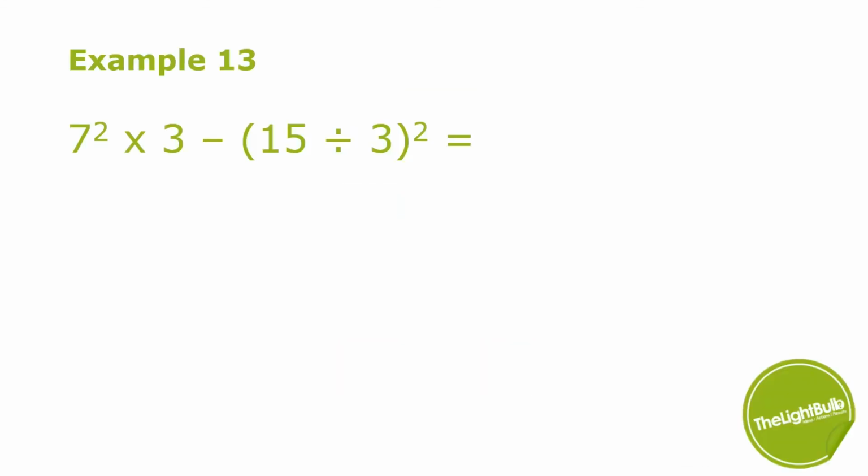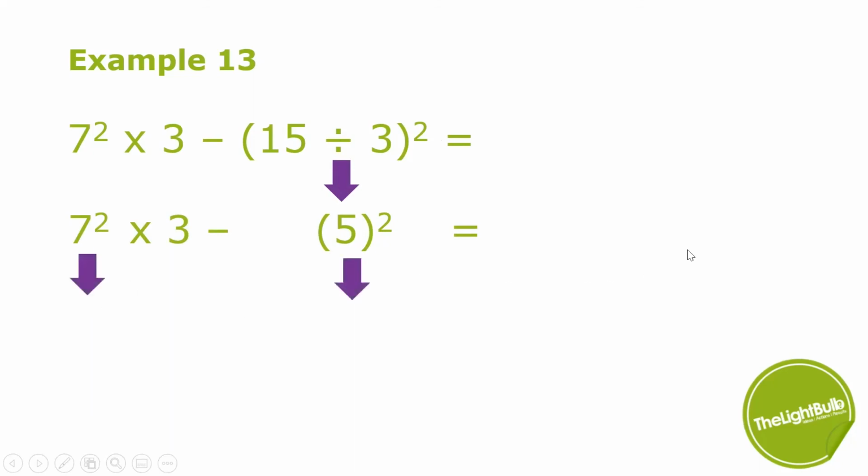Okay, so what have we got here? Well, we've got some brackets, so they need to be done first. Even though the indices are there, because they're on the outside of the brackets, we have to still work out the inside of the brackets first, and then we can apply the indices afterwards. So 15 divided by 3 is the brackets. The answer is 5, and then the indices are now on the outside. So 5 squared is what we've now got to work out, along with this other one, 7 squared.